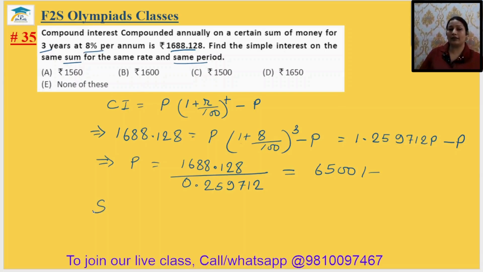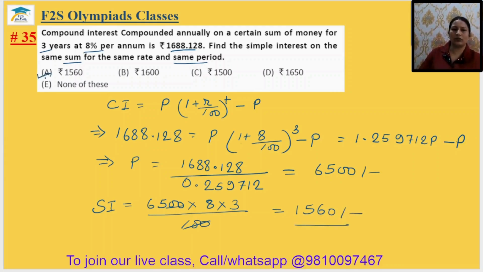We have to find simple interest on it. It will be your PRT, 6500, R हो गया आपका 8, T हो गया आपका 3 years, upon 100. After multiplying this, you will get 1560 rupees. It is in the option number A. 35th answer is option A.